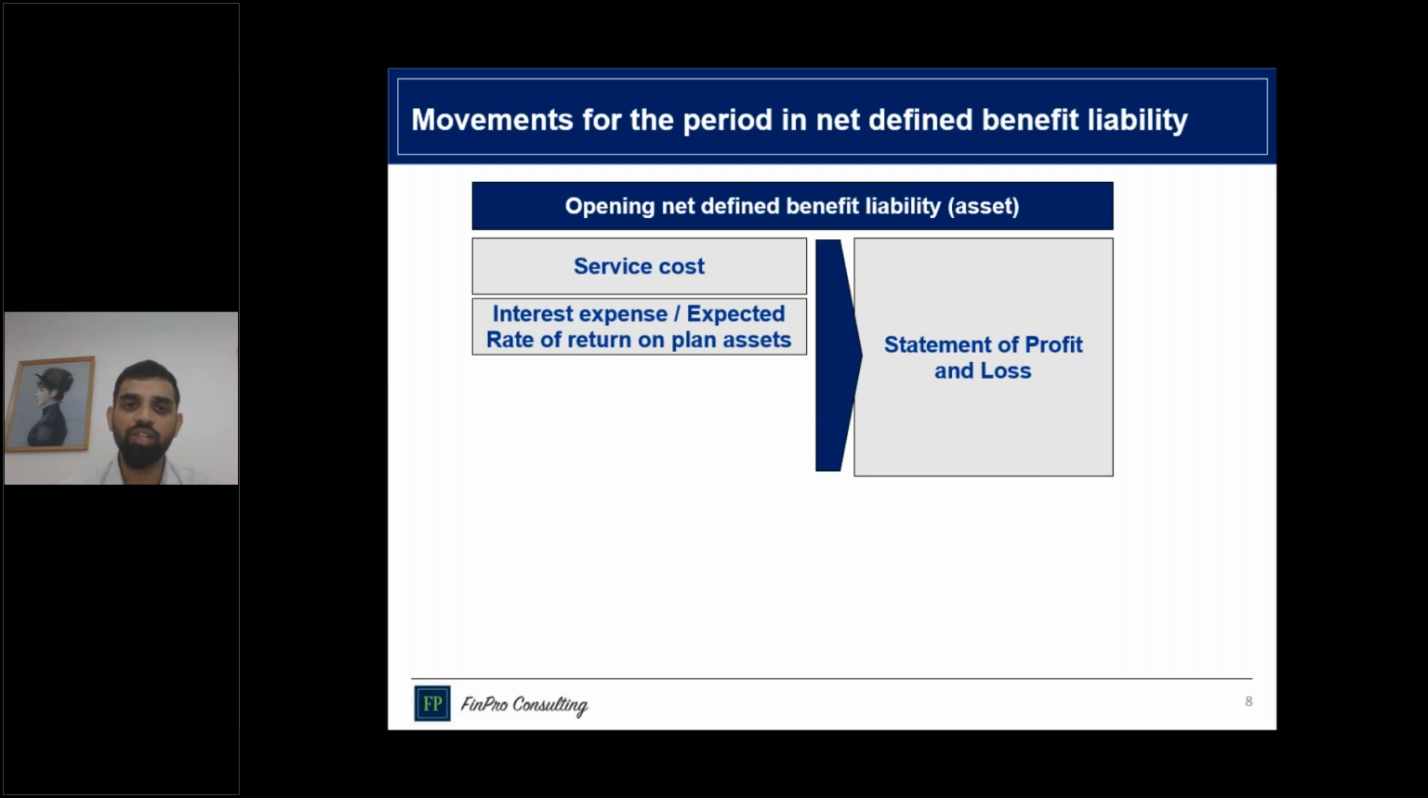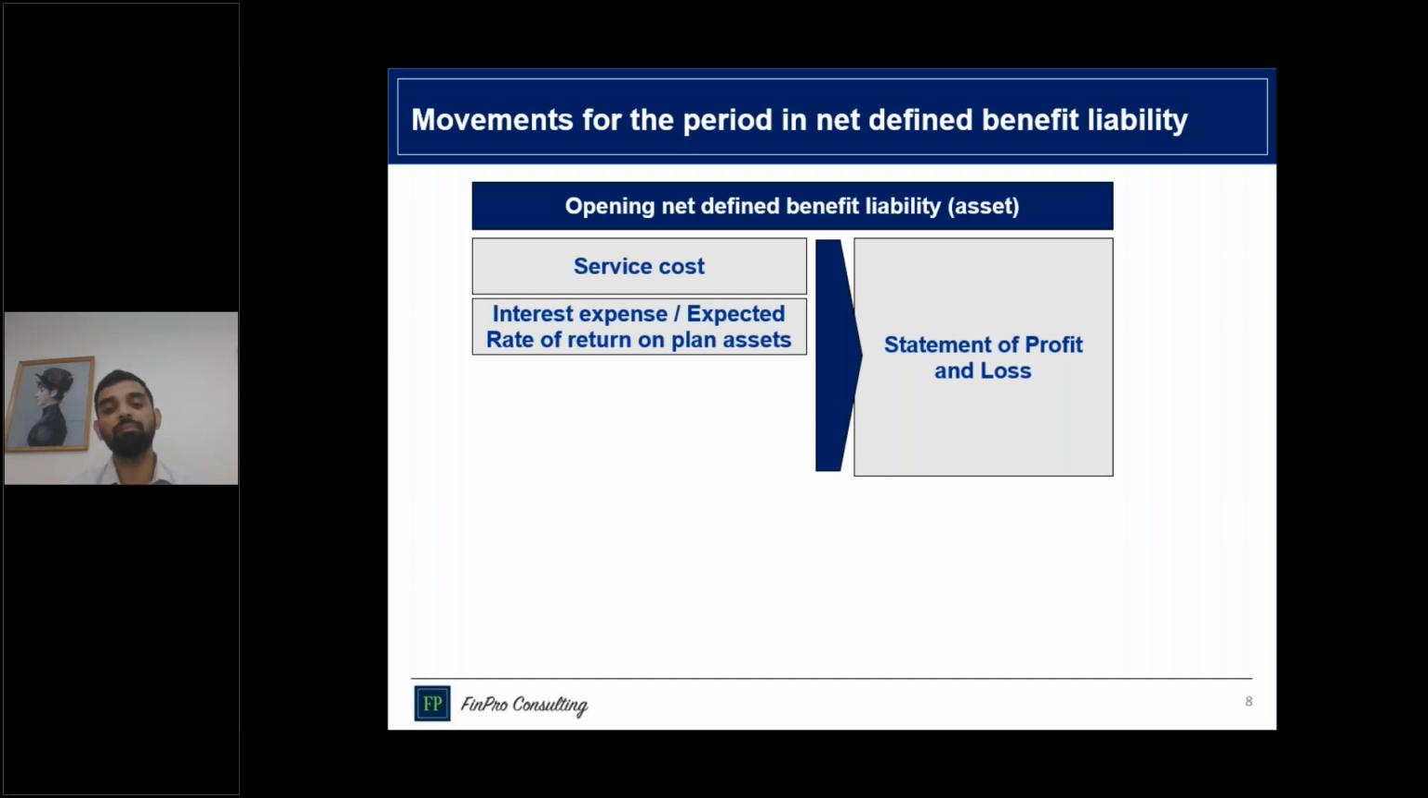Now, what does this service cost mean? What does this interest expense mean? Service cost is an additional cost with respect to any defined benefit obligation, let's say gratuity, when an employee provides an additional year of service to the organization. Effectively, let's say today I have completed 7 years in the organization. The formula is 15/26 into my last month's salary into 7 years. This is the total value that I have to pay right now.